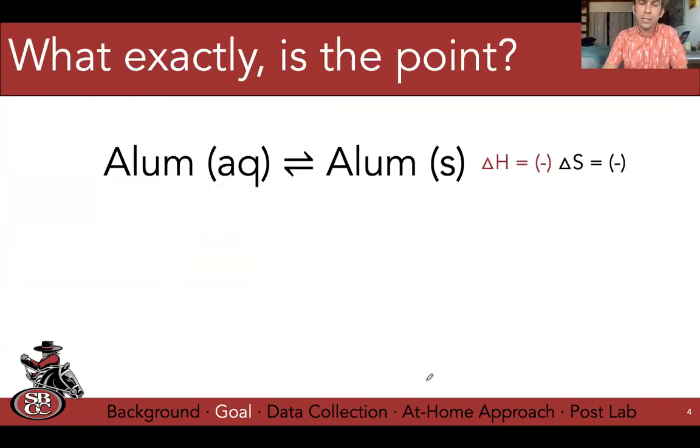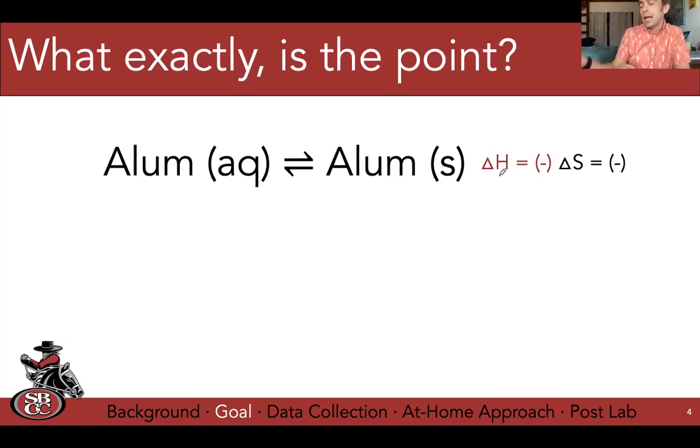So the difference between a precipitate and a crystal has to do with order. It has to do with making sure that as we are growing our solid, we're doing it in a very, very ordered way, systematically. And so we'll figure out how we want to do that. But our reaction this week is very simple. It's just the equilibrium between alum in solution, aqueous, and alum solid. This reaction has a negative sign for its enthalpy and a negative sign for its entropy.